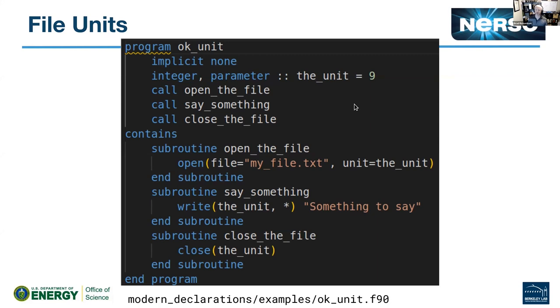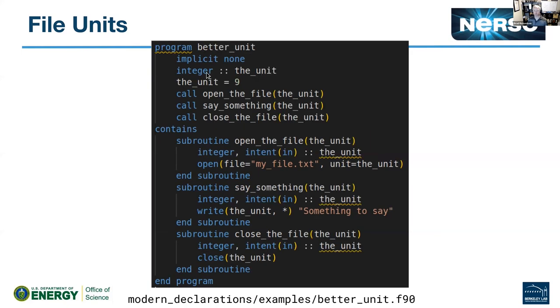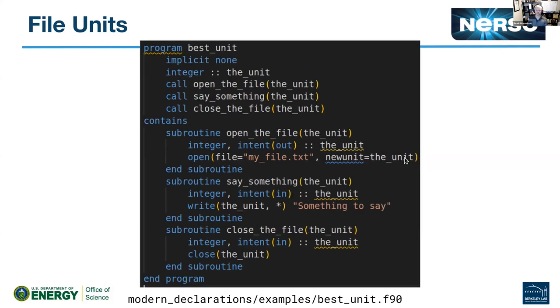But really what you should do is take one step further, which is make the unit number a variable and pass it around to the things that need to write to it. But really, you should let the open statement tell you an unused unit number. There's a new argument to the open statement called newunit, and this will determine a unit number that is not currently in use by the program anywhere else. And then you can use that anywhere. So you should be letting the open statement tell you what the unit number is when you open the file, then use that variable, and then make sure you close it. That's the modern way of doing unit numbers for files.